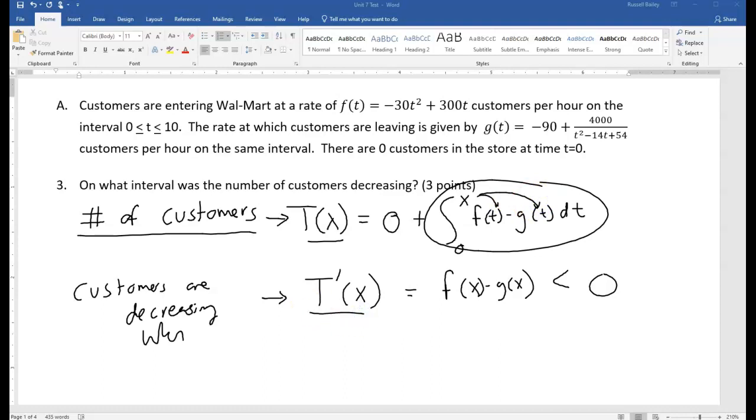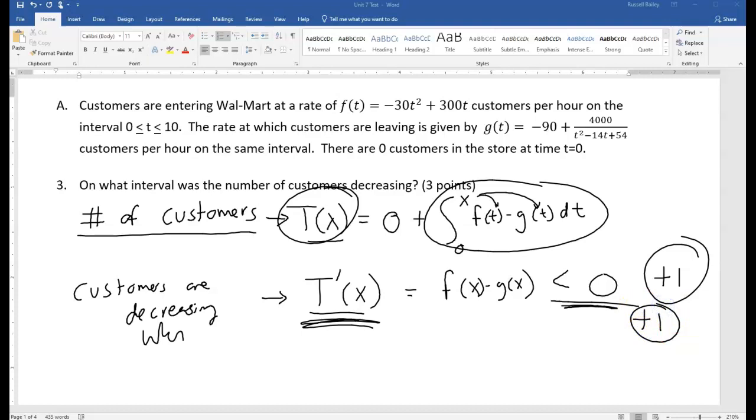Now, as you guys know, a function is decreasing when its derivative is negative, or less than 0. So you get 1 point for writing this fact down here, telling me that t prime of x is equal to f of x minus g of x. Now, if you included the less than 0, that's your other point.